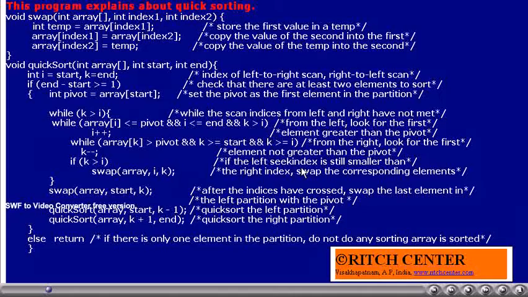Then we are still required to sort the elements before this pivot element and after this pivot element. For that, again, we will be calling the quicksort function by sending the array and the starting element index, and k minus 1. And then we may require to send the other half information also.